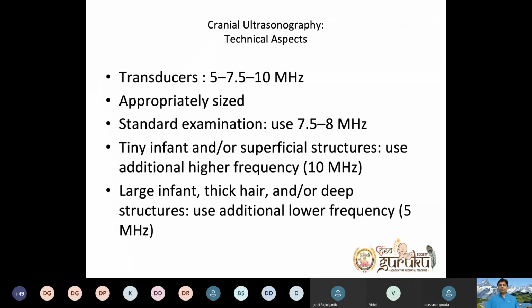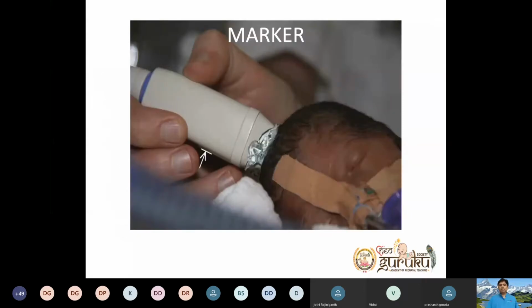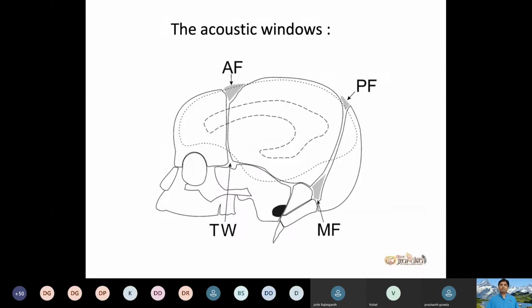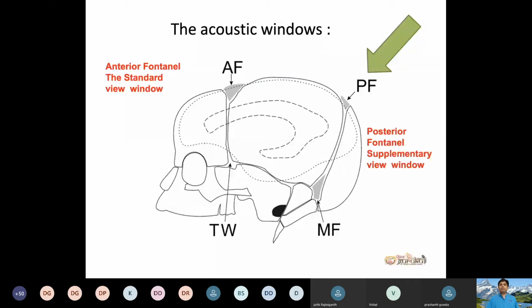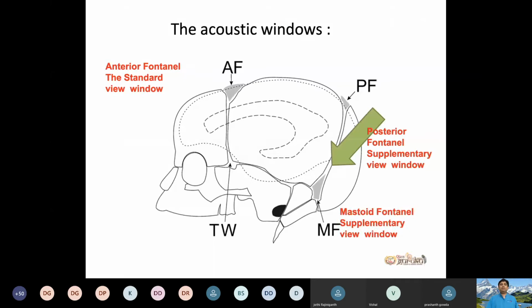Marker is always, when you take a coronal section, the marker should be on the right shoulder of the baby. So these are the windows which we look at: anterior fontanelle, posterior fontanelle, mastoid fontanelle, and your temporal window. So anterior fontanelle, we call it as standard view. Rest of the things we call it as supplementary window. But supplementary window is also equally important.